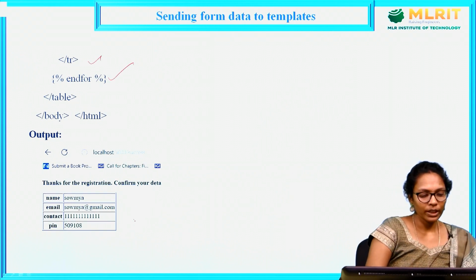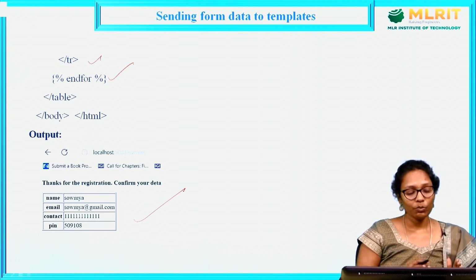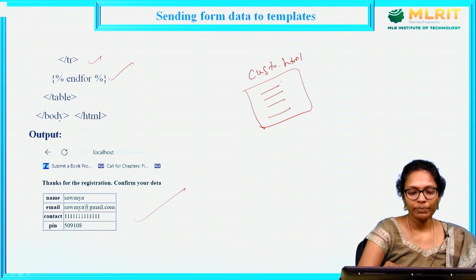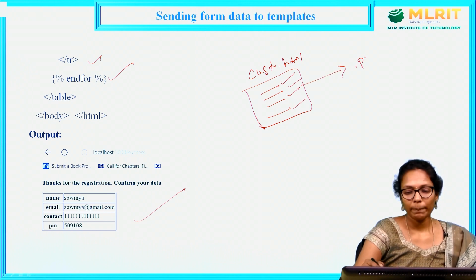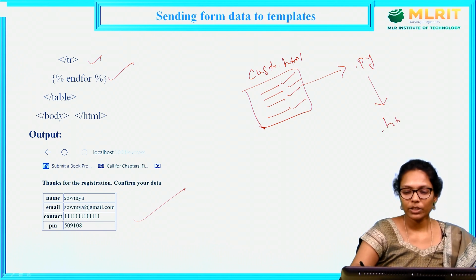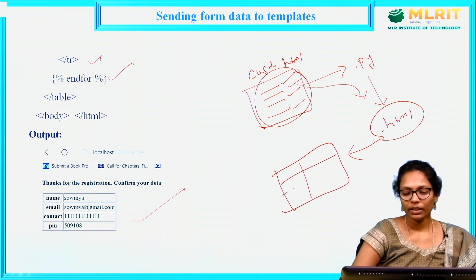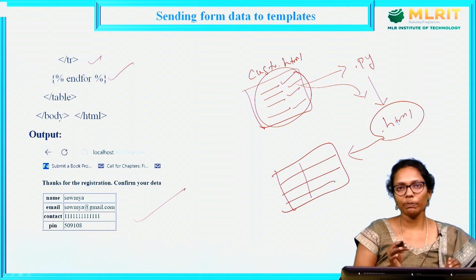So what is the output I'll get? This is the output I'm getting. But from where did it get all these details? From the front end, that is customer.html. There we have given name, email ID, contact number, pin code. That will be sent to the Python file. What Python is doing? Python is again calling some HTML file, and it is also passing all this information to this HTML file. What this HTML file is doing, it is keeping the data in a tabular format and displaying the output.